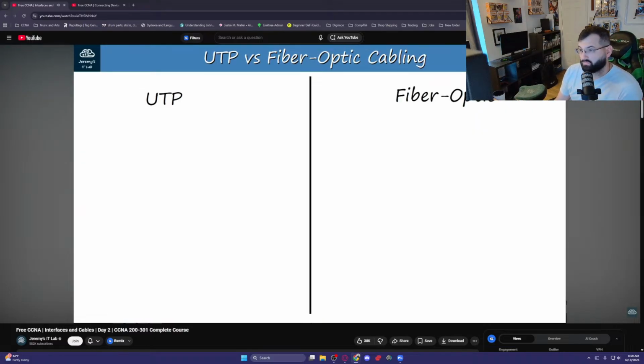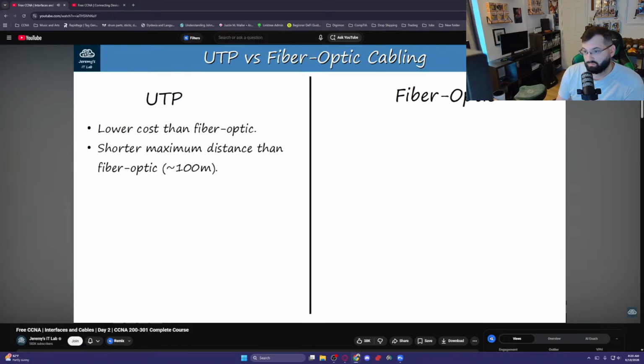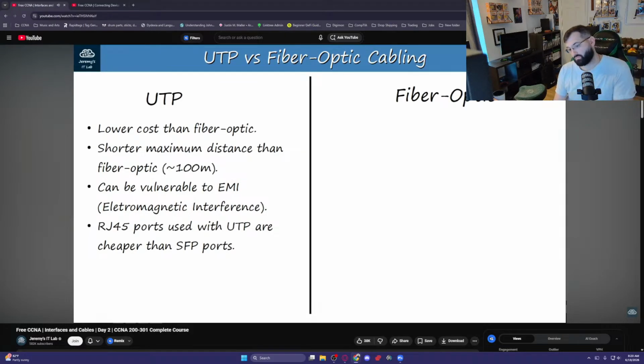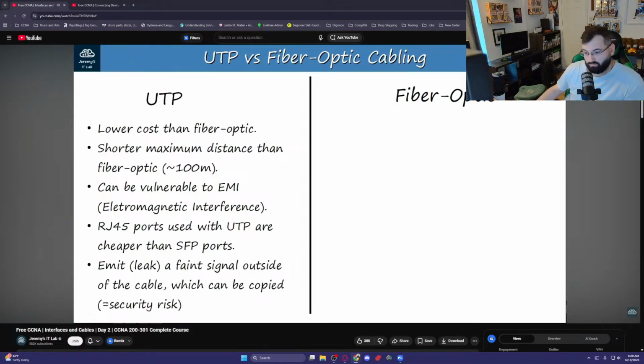Finally, let's review by comparing UTP cabling and fiber optic cabling, starting with UTP. Copper UTP cables are cheaper than fiber optic cables. Maximum cable distances for UTP cables are shorter, about 100 meters maximum. UTP cables can be vulnerable to electromagnetic interference, or EMI, although the twist in the cable pairs helps protect against this. The RJ45 ports to which UTP cables connect are cheaper than the SFPs used for fiber optic connections. Also, UTP cables emit or leak a faint signal outside of the cable, which could possibly be detected and used to copy data, posing a possible security risk. Now, let's look at fiber optic cables.